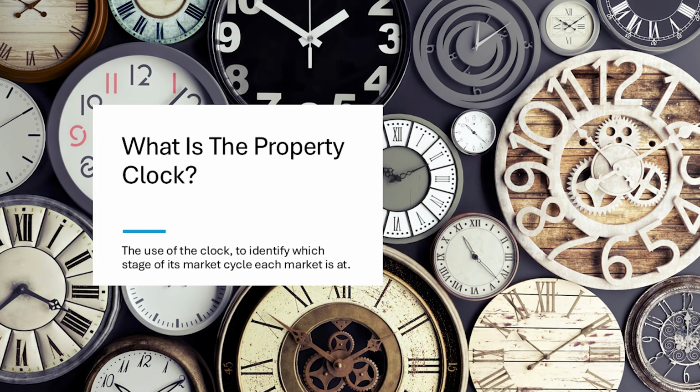Let's get into it. Let's just start with what it really is. As I said, it's the use of the general clock that everyone has. And then what we do is use each number or numeric value to identify where each property market's at, so which stage of the market cycle it's at. So that's what the property clock is.